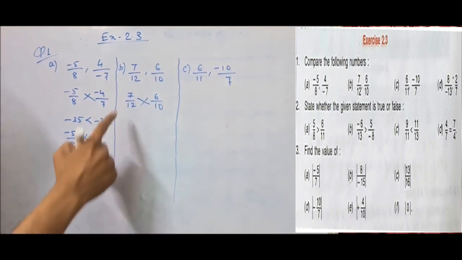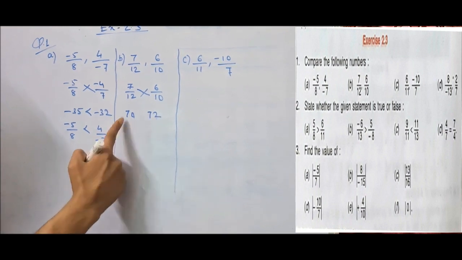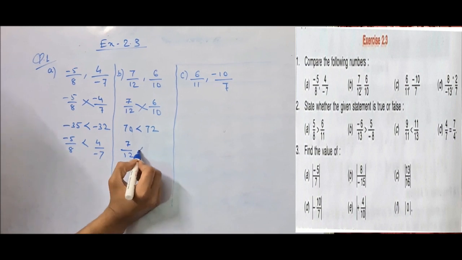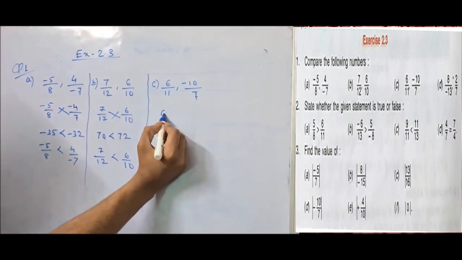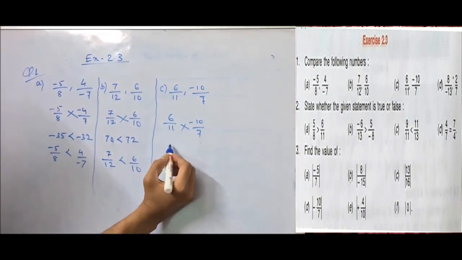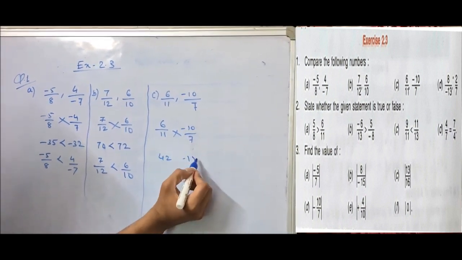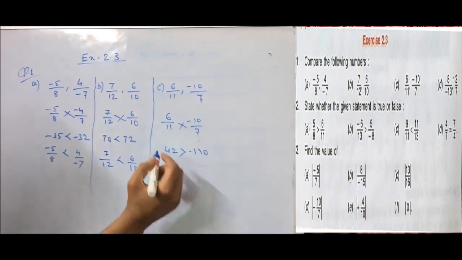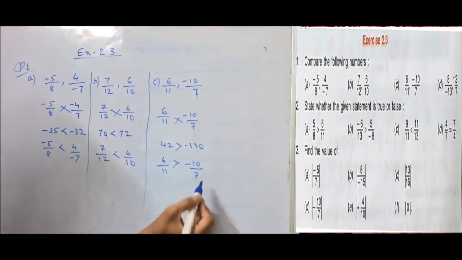Just only we need to cross multiply. 7 10s are 70 and 12 6s are 72. As you know, 70 is less than 72. That means 7 by 12 is less than 6 by 10. Coming down to the next portion, 6 by 11 and minus 10 by 7. When we cross multiply, 7 6s are 42, and 11 into minus 10 is minus 110. Any positive value is always greater than a negative value. So here you can directly write 6 by 11 is greater than minus 10 by 7.